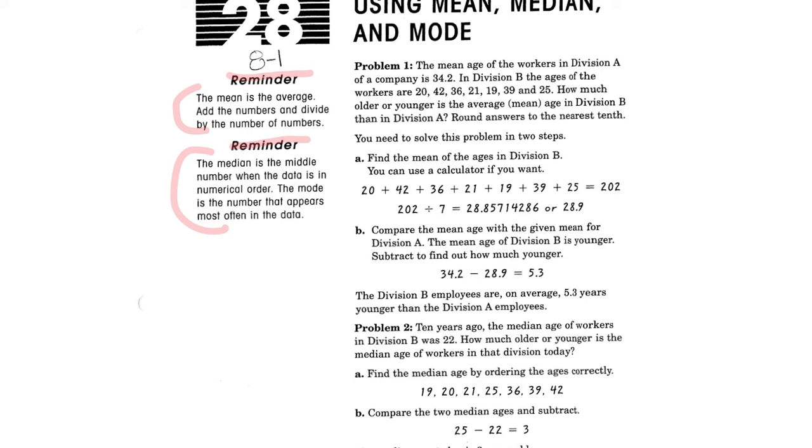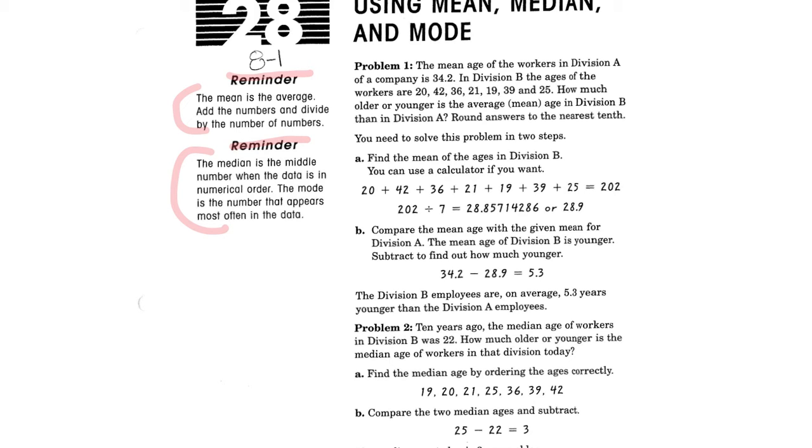First, we have to find the mean of the ages in Division B. And it says that we can use a calculator if we want. So we have our numbers for Division B. We're going to add them up. We get 202. Go through it twice. Make sure you get the same number twice.